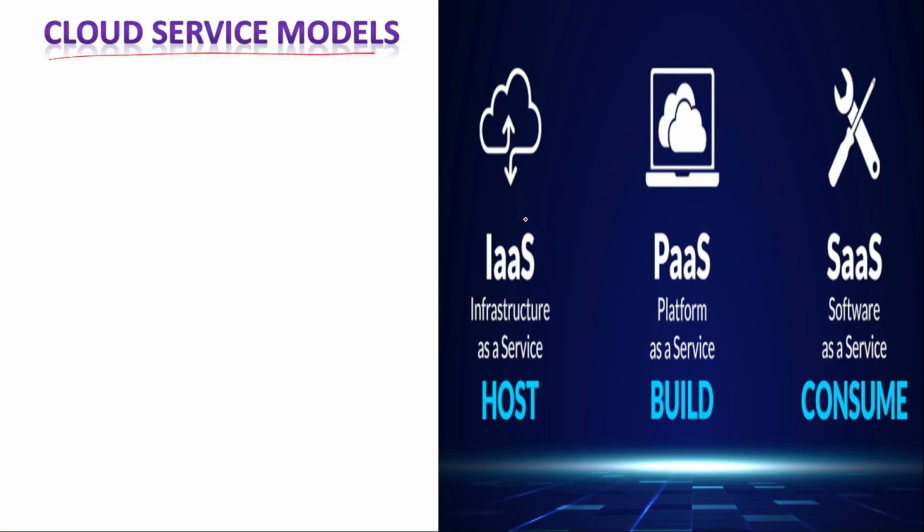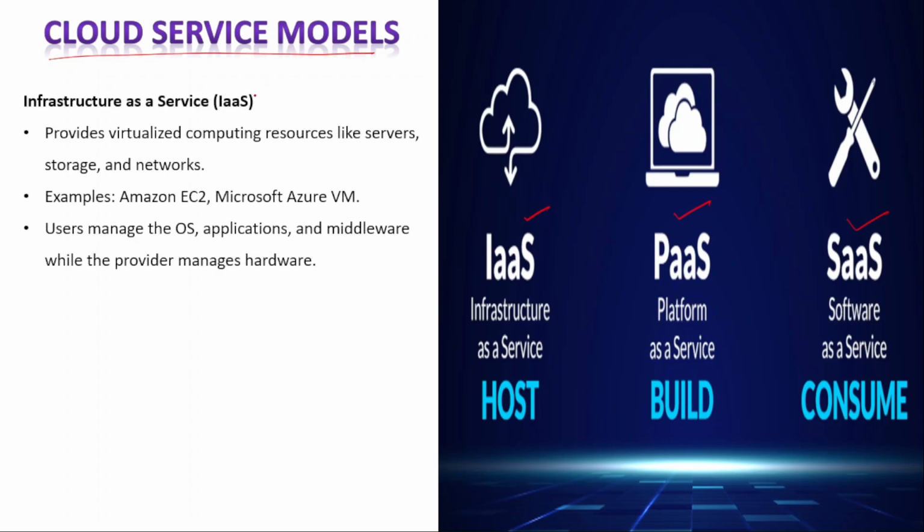And as you can see, we have these three popular cloud service models: infrastructure as a service, platform as a service, and software as a service. The first one is infrastructure as a service. So IaaS basically provides virtualized computing resources like servers, storage, and network. Its popular examples are Amazon Compute, that is EC2, and the Microsoft Azure VM.